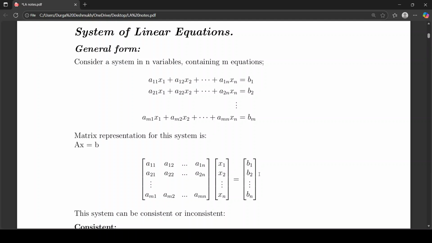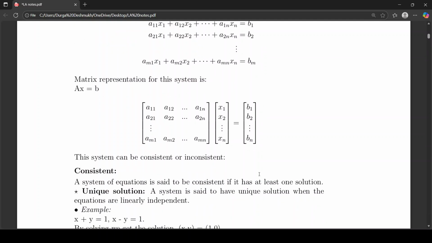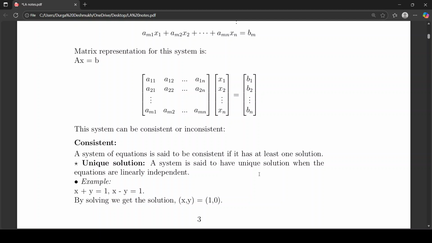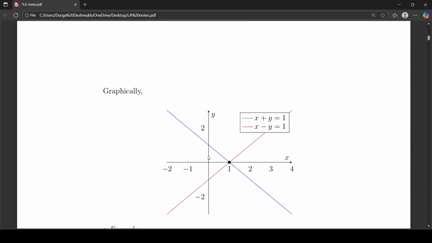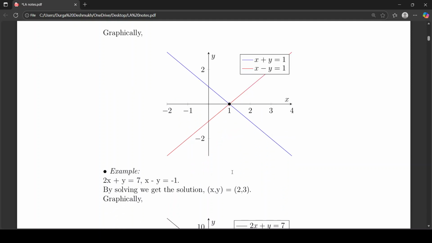So this system can either be consistent or inconsistent. A system is said to be consistent if it has at least one solution. So here there are two cases. Unique solution. A system can have a unique solution if the equations are linearly independent. For example, in this case, these equations intersect at a single point, (1, 0). So they have a unique solution.